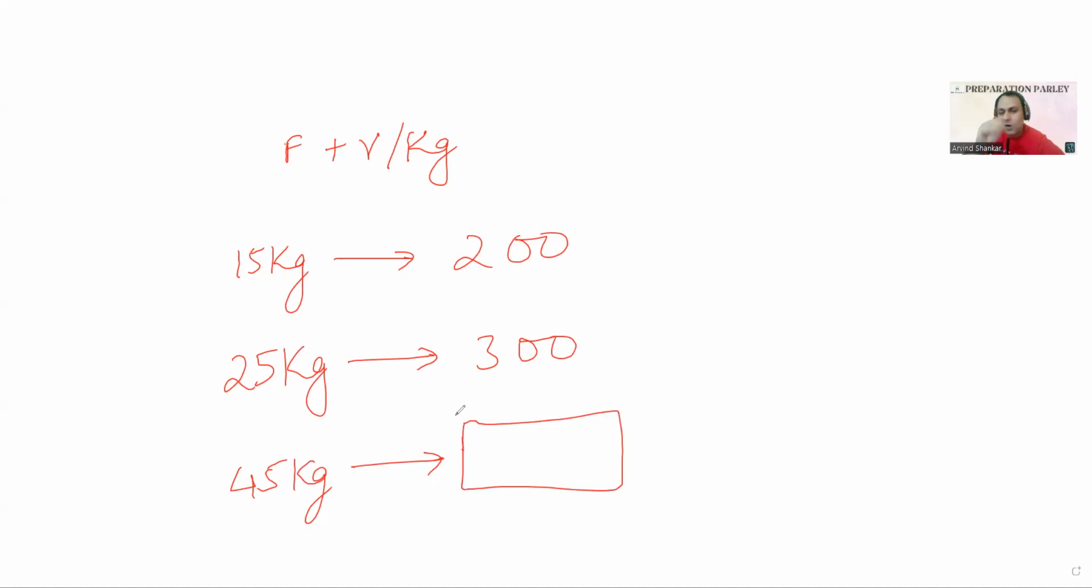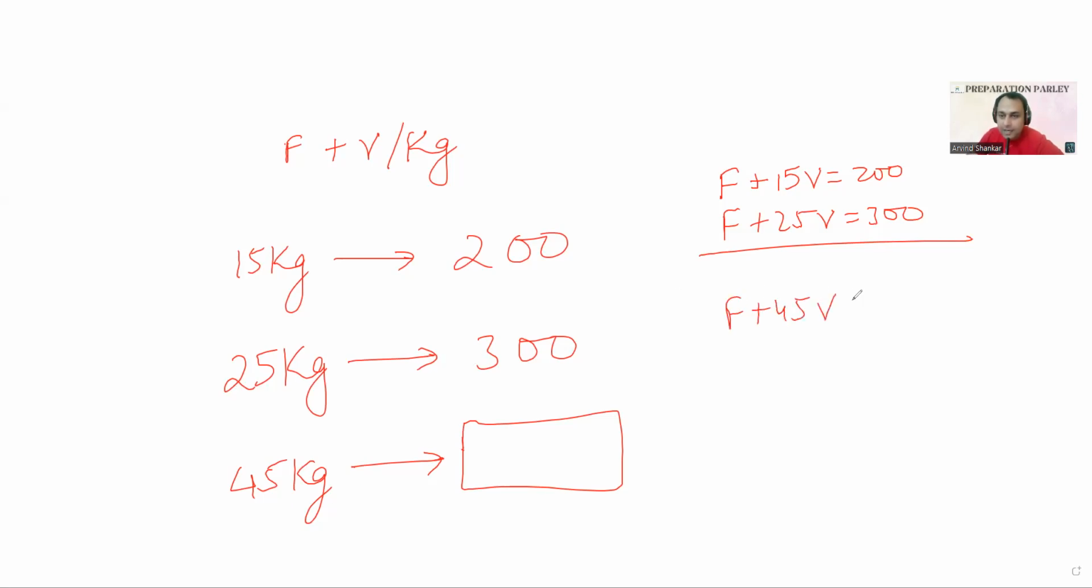ऐसा question है. बहुत बहुत straightforward question है. अब इसको solve करने के लिए लोग equation बनाने लग जाते हैं. So fixed plus 15V is equal to 200, and then fixed plus 25V is equal to 300. तो अब इससे हम F और V की value निकाल लेंगे. उसके बाद हम फाइनली F प्लस 45V निकाल लेंगे. लोग ऐसे सॉल्व कर रहे हैं इक्वेशन वाइज और दैट इज फाइन.